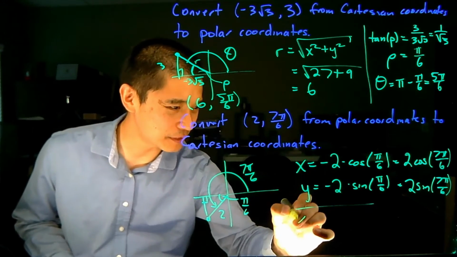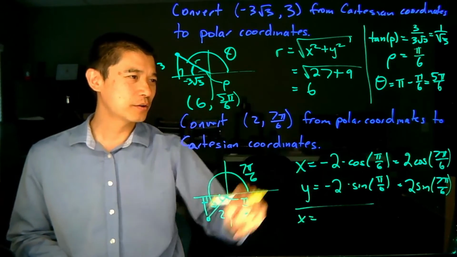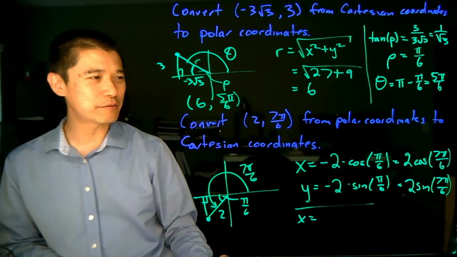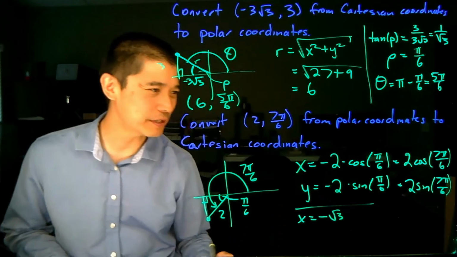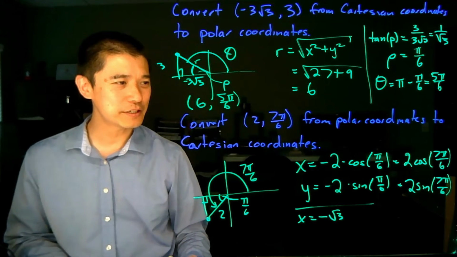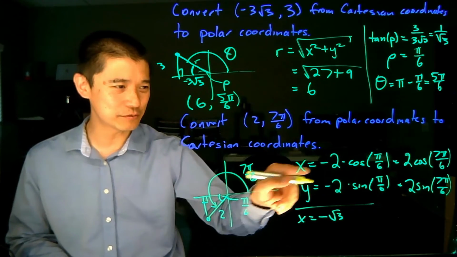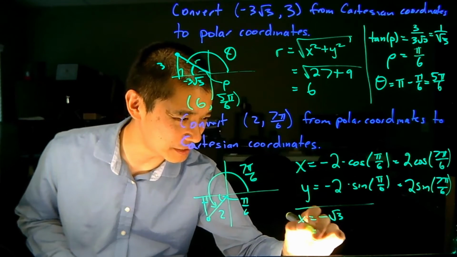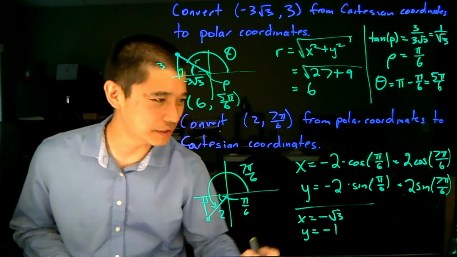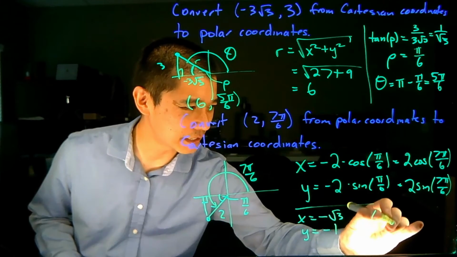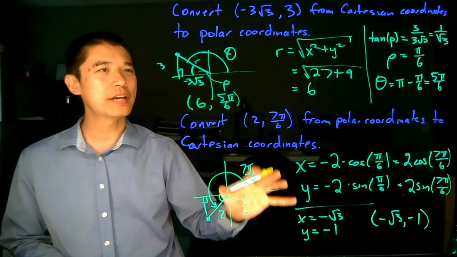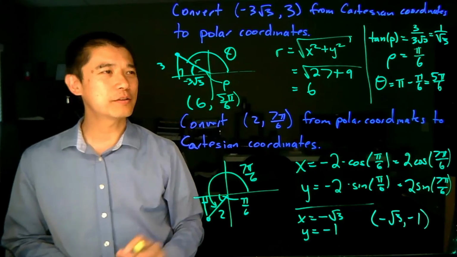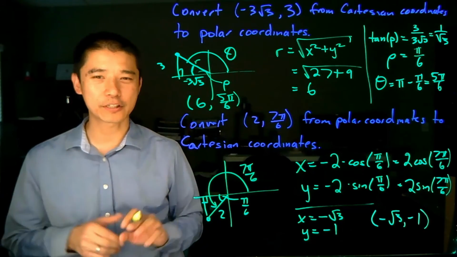And I didn't leave myself enough space on the right, so cosine of pi over 6. Cosine of pi over 6 is root 3 over 2 times negative 2 is going to be negative root 3. Sine of pi over 6 is going to be 1/2. So negative 2 times 1/2 is y equals negative 1. And so the coordinate is negative root 3 comma negative 1. And so for both of these, as long as you understand the picture, the rest of it should follow from all of your previous experience with trigonometry.